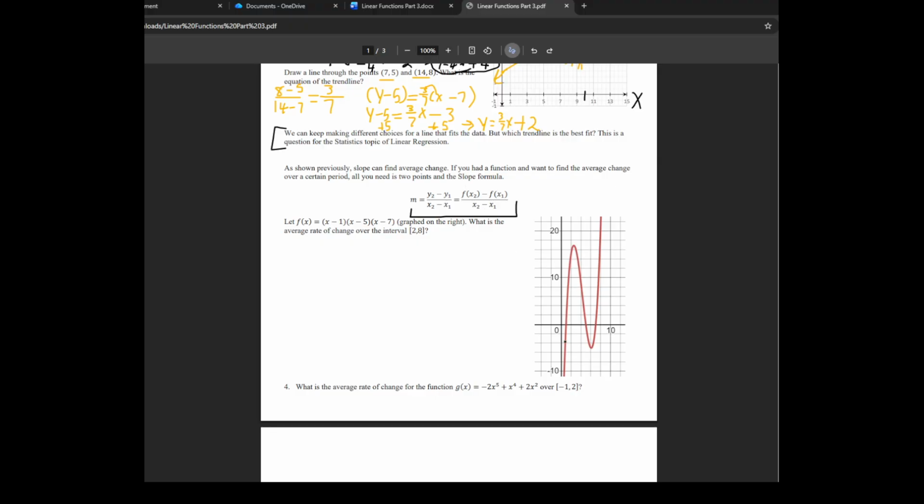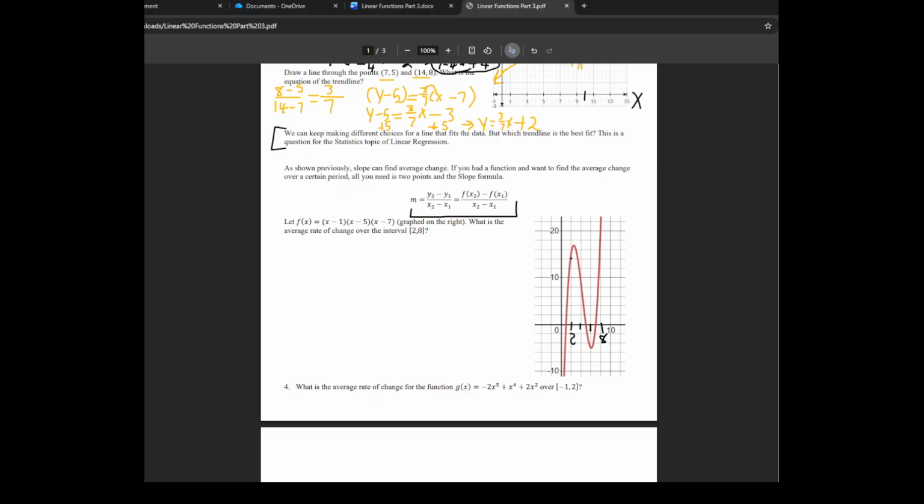All right, let's look at this example right here. So this is a polynomial, and we'll go over more of polynomials next week. So it goes up, down, and then up again, following this relatively strange looking curve. And it's given by this equation, x minus 1 times x minus 5 times x minus 7. We're being asked what is the rate of change on the interval from 2 to 8? This is going up in increments of 2, so 2, 4, 6, 8, 10. So 2 is right here, 8 is right here.